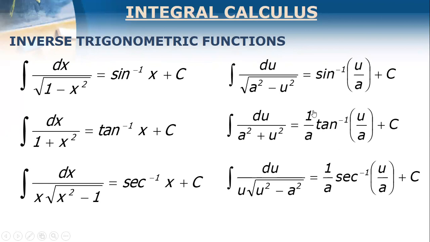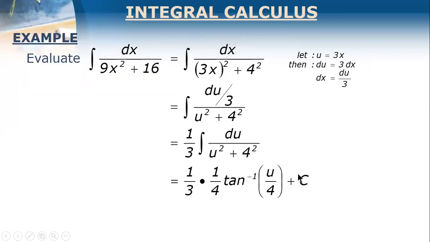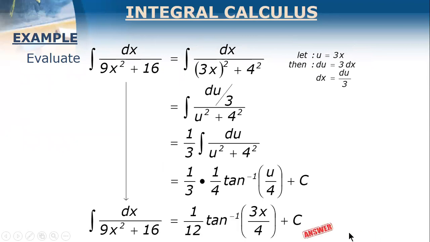So the antiderivative is 1 over a arctan of u over a. So you have 1/3 times 1 over a, 1 over 4 arctan of u over 4. So the final answer is you multiply that, 1 over 12, and you replace u by 3x. Okay. It's very simple.